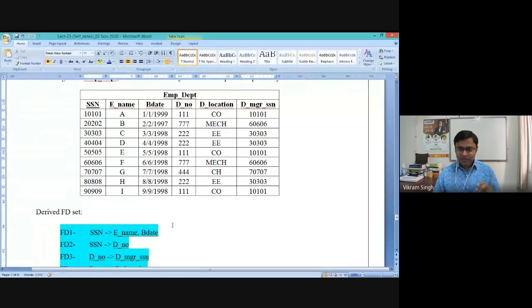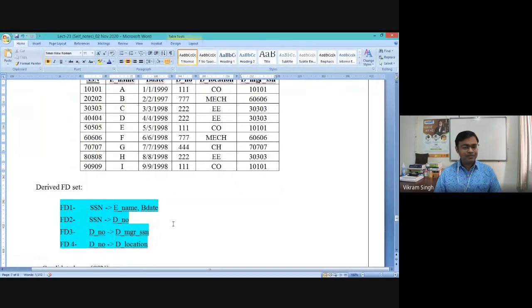Now we will check the condition for third normal form. The condition is that there should be no transitive dependency between key and non-key. You should not be determining a non-key using a non-key, something like that, right? So here the key is SSN. The first FD says SSN determines ename and birth date. So it is okay. FD1 follows the condition because we are using the candidate key and we are not determining anything else as of now. Now FD2 says SSN determines D number. It is okay.